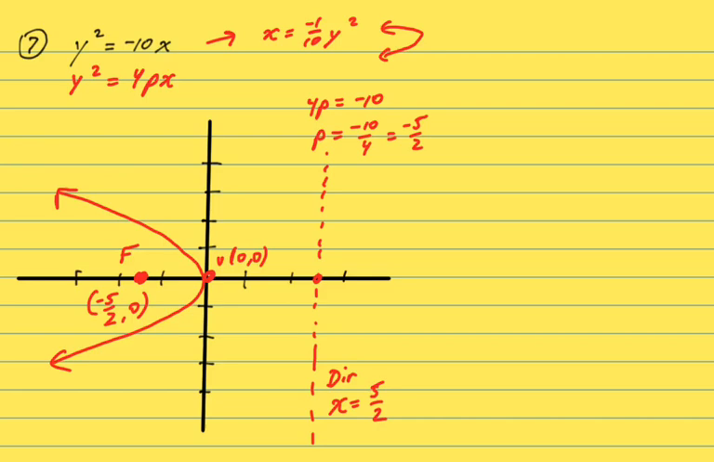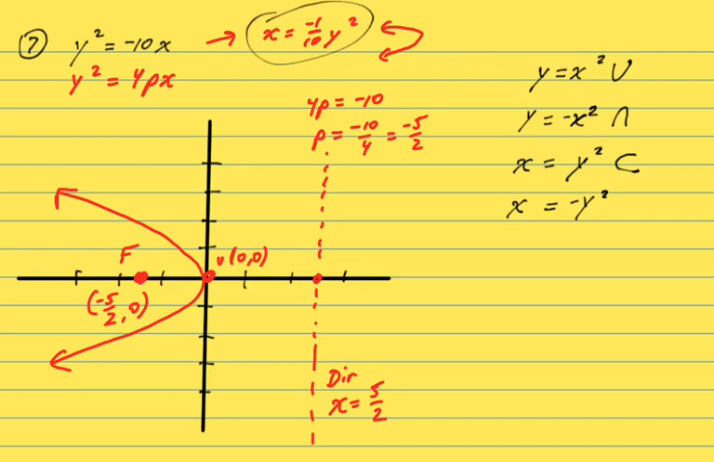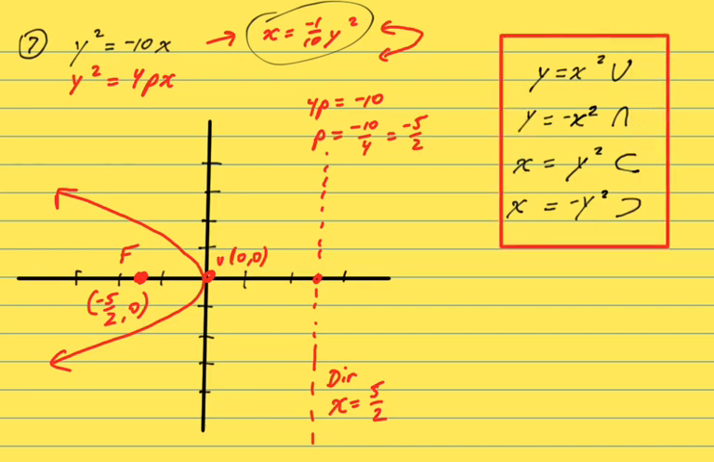So again, I think the key is knowing that if it's y equals x squared, it opens up. y equals -x squared opens down. x equals y squared will open to the right. And if you have x equals a negative y squared, like in this case, it would open to the left. That's kind of essential knowledge when you're graphing these or writing equations.